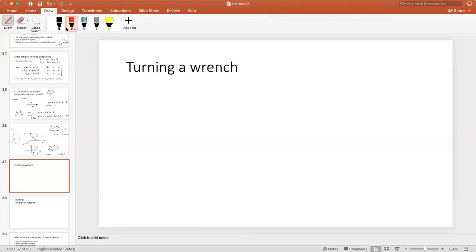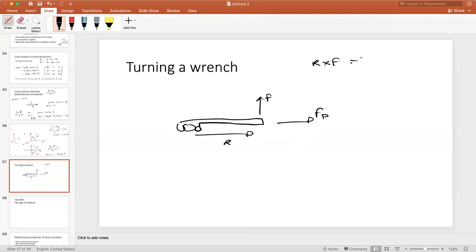A better example of this, if you've ever tried to turn a wrench, okay? So you're trying to turn a wrench. If this distance is my R, and the force I'm applying is up, okay? Now, if I pull on it, so my force 1, my pull force, R cross F is RF sine of the angle between R and F. If I pull on a wrench, what happens? I'm unable to turn it. I don't do anything.